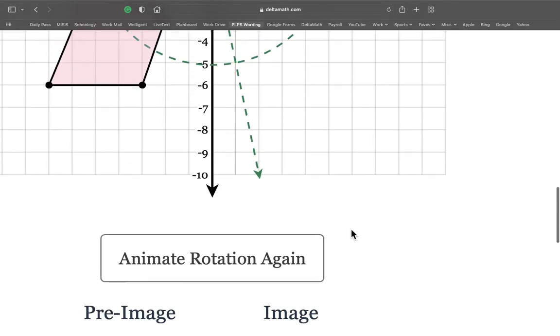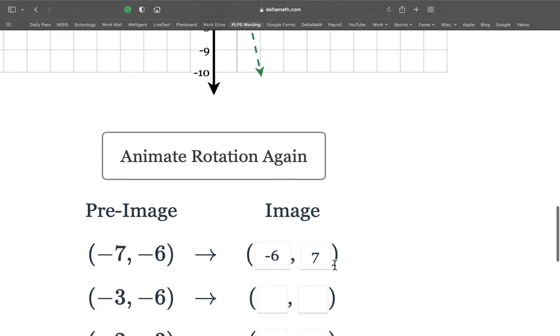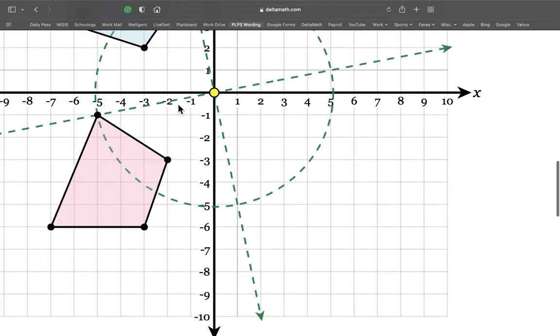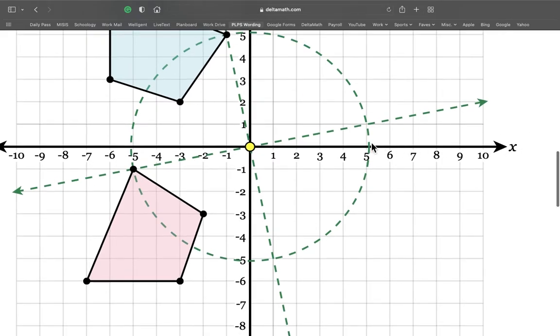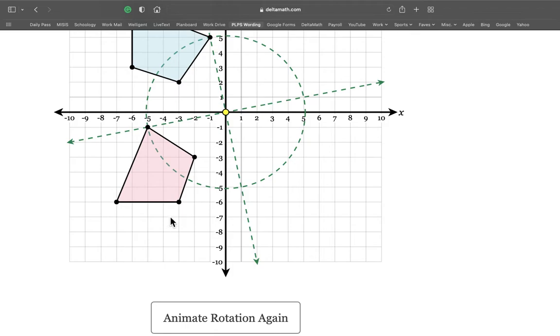So let's test it just to be sure. So negative 3, negative 6. So let me find it. Let's see. So again, I go on the x first, right? X is here. So go negative 3. And then the y is down negative 6. So this point. So everybody, let's keep an eye on this point.